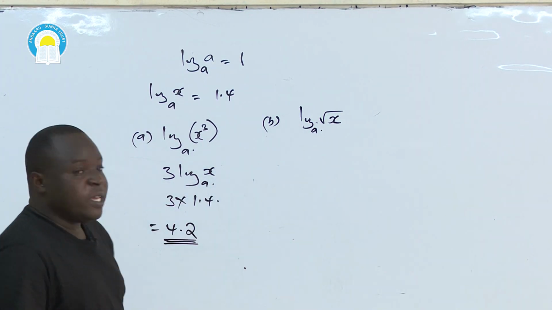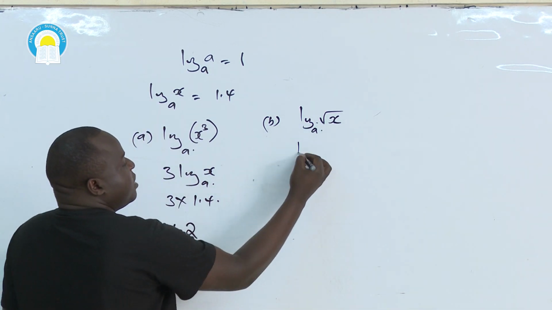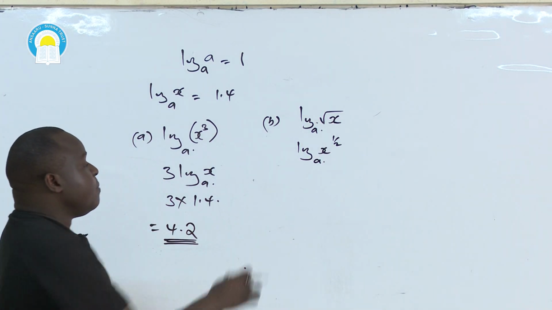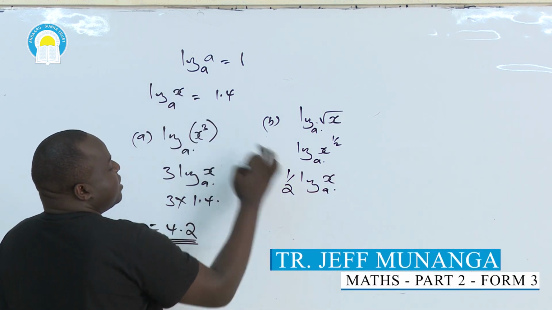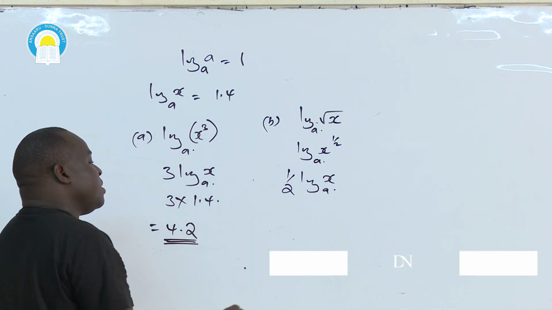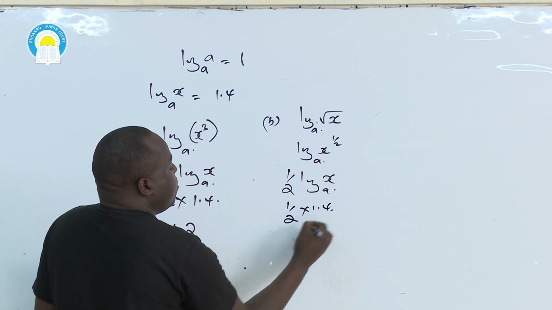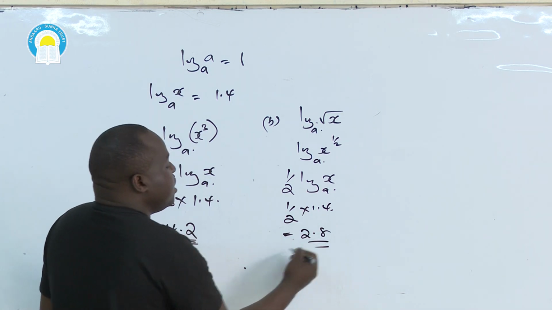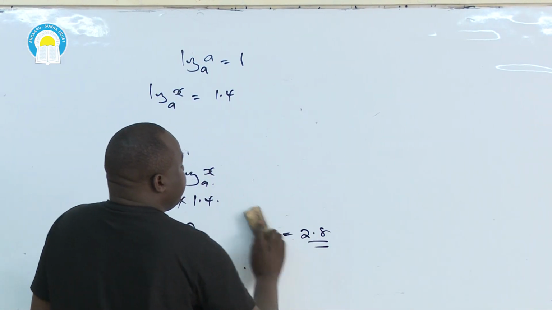So first I have to simplify this. The square root of a number is like that number raised to a half. So this statement is the same as x raised to a half, then base a. Using the third law, this is written as a half log x base a. But log x base a is the same as 1.4, so it's a half times 1.4, which gives 2.8. Okay, so that's all about simplification.